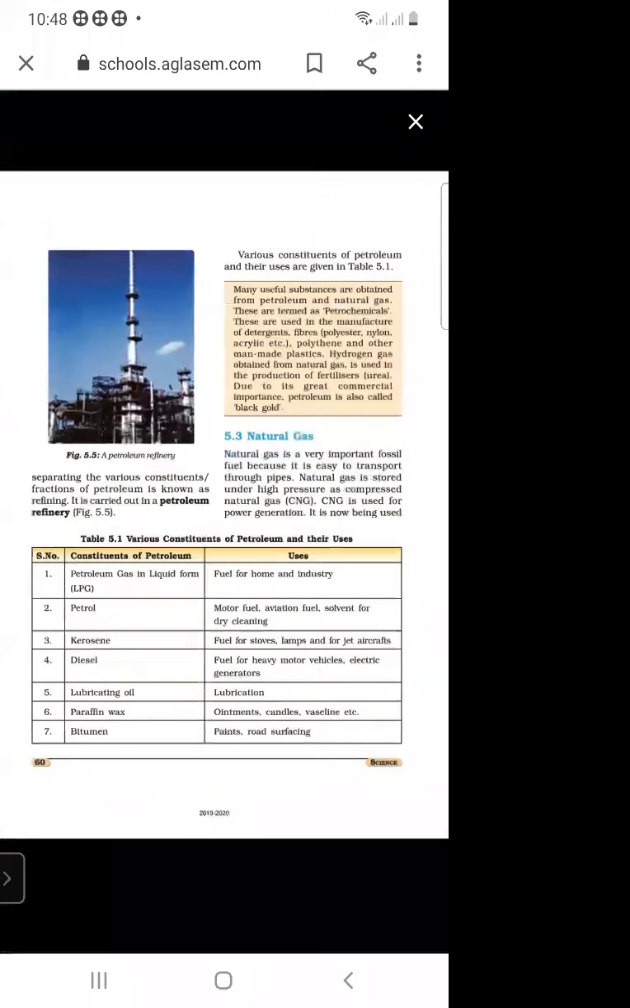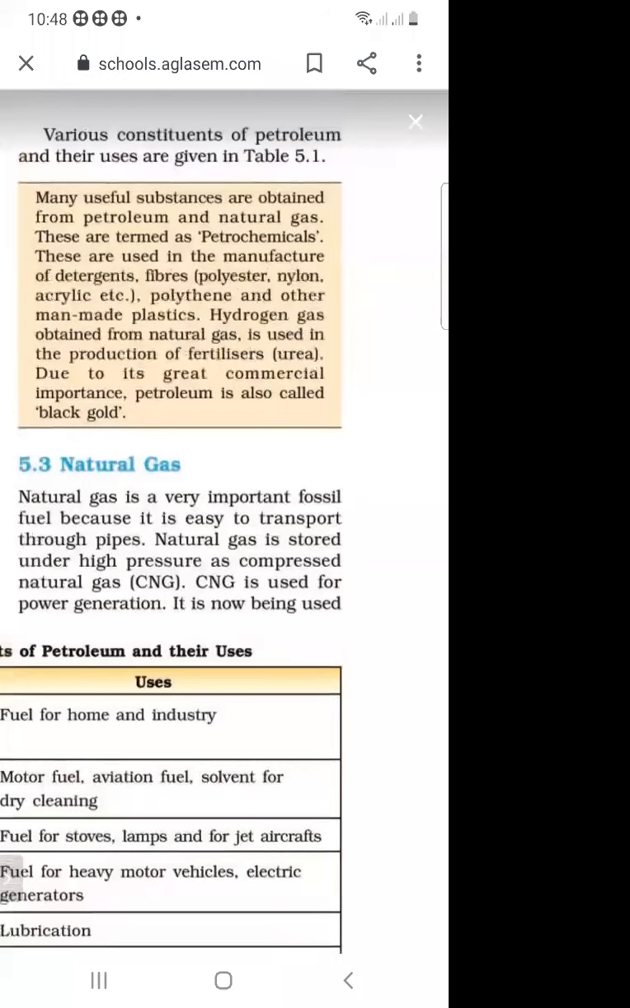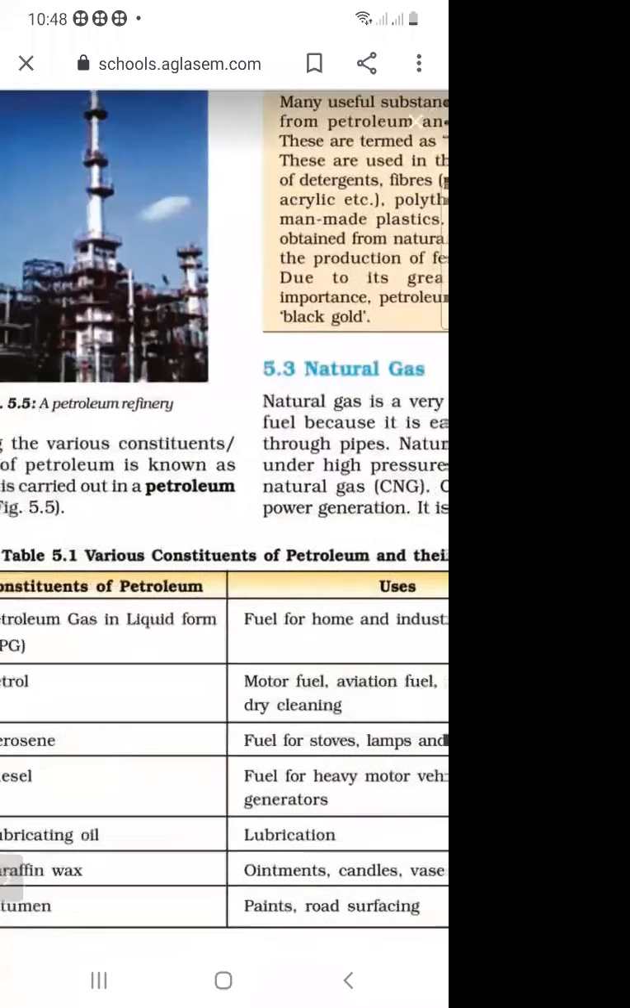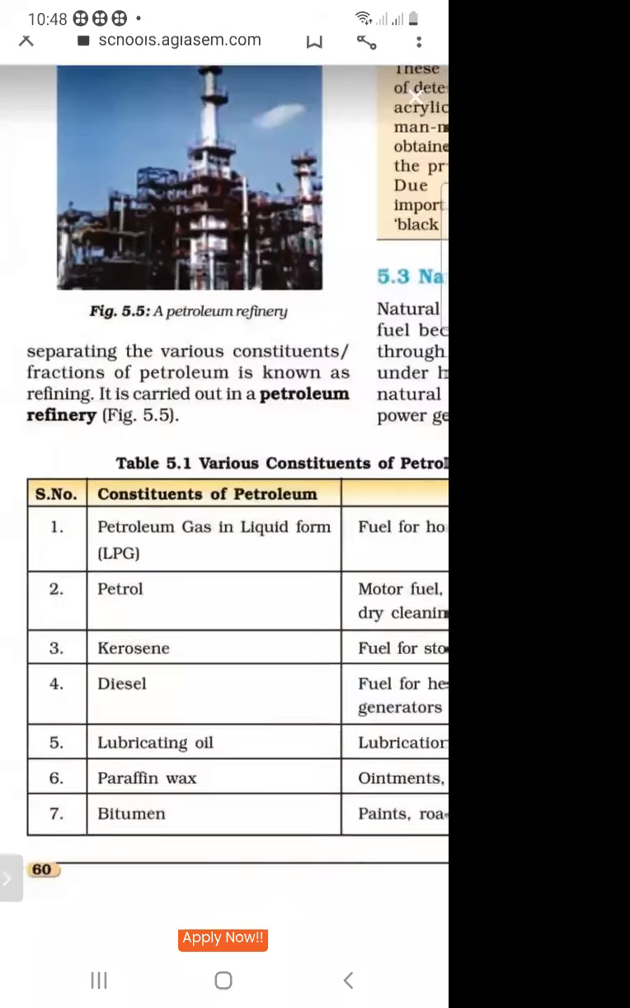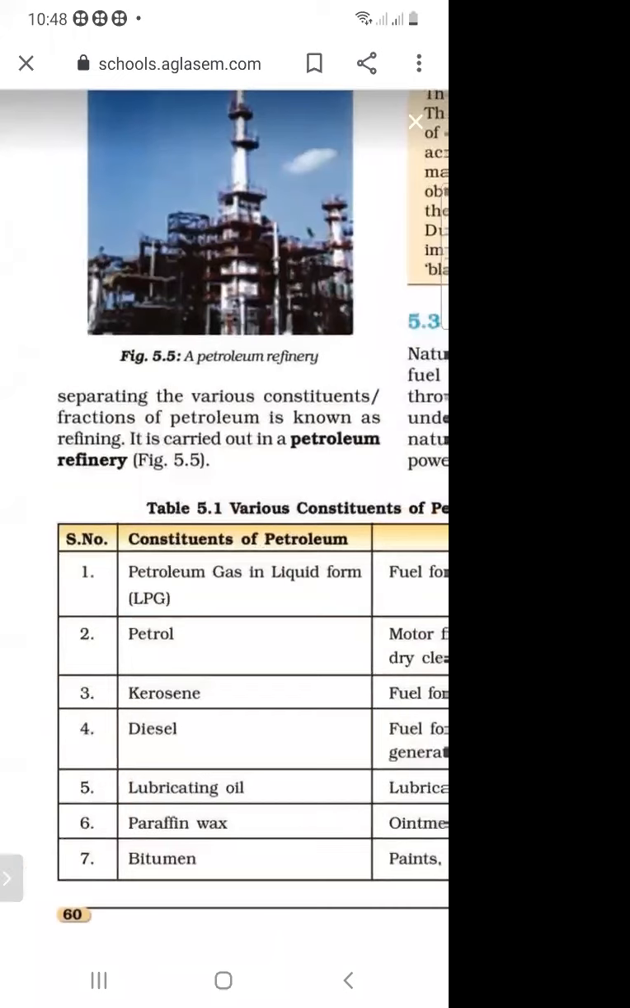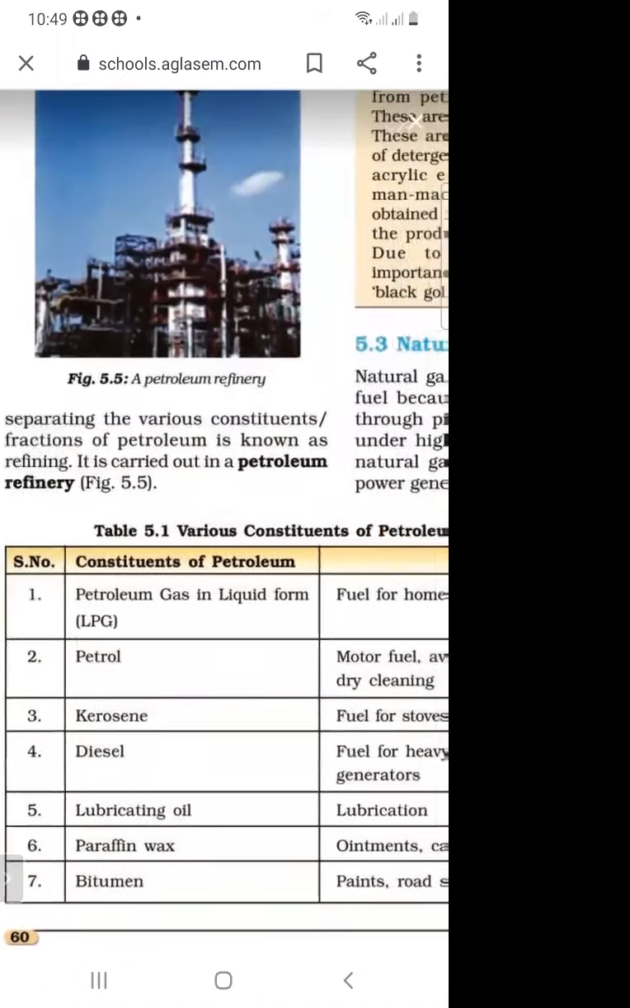Various constituents of petroleum and their uses are given in table 5.1. So this is table 5.1, and these are the petroleum constituents: petroleum gas, petrol, kerosene, diesel, lubricant oil, paraffin wax and bitumen. So these are the constituents of petroleum.